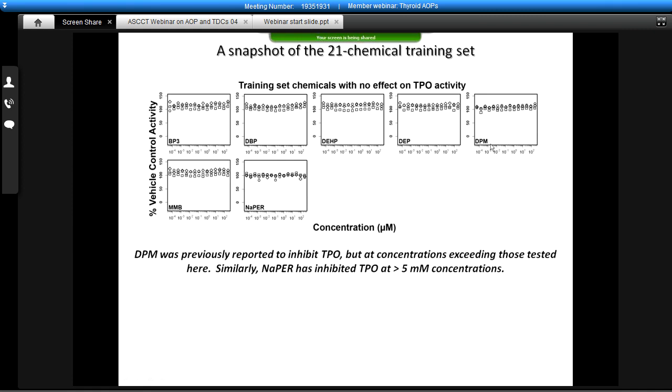Previously, DPM was reported to inhibit TPO, and actually sodium perchlorate has also been reported to inhibit TPO, but both of these chemicals only act at concentrations in the millimolar range, which exceeds the range that we tested and likely exceeds the range of what you could potentially achieve in a thyroid gland.